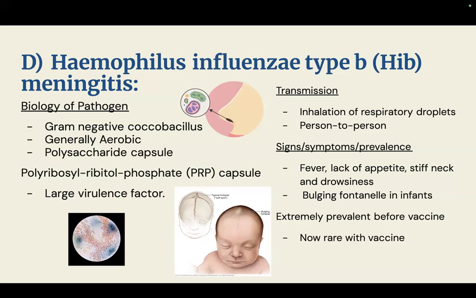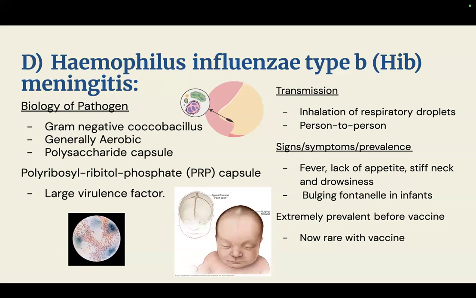Haemophilus influenzae type B meningitis is caused by the Haemophilus influenzae bacterium, which is a gram-negative coccobacillus with a polysaccharide capsule. There are 6 different kinds of polysaccharide capsules, the one that causes this being type B. Type B has a polyribosyl ribitol phosphate capsule, which is a large virulence factor. Transmission of the bacterium is often from person-to-person contact, by inhaling respiratory droplets.